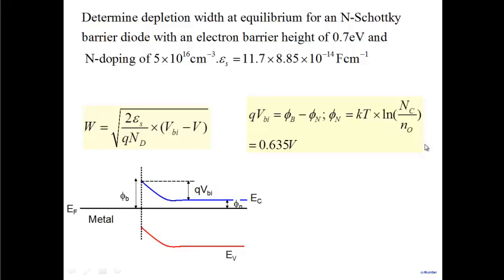See, when you start working with these devices, numbers are important in order to arrive at various conclusions. Barrier height 0.7 electron volt is a typical number. Built-in voltage for Schottky barriers is lower. 0.635 is sort of a typical number.